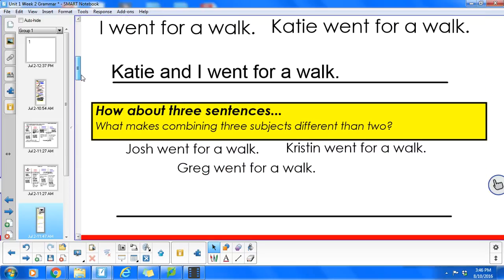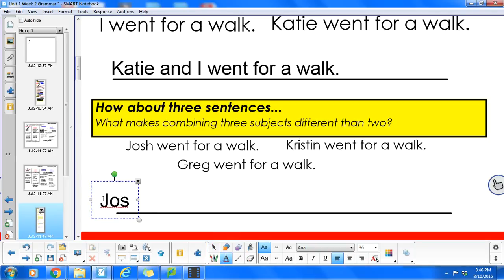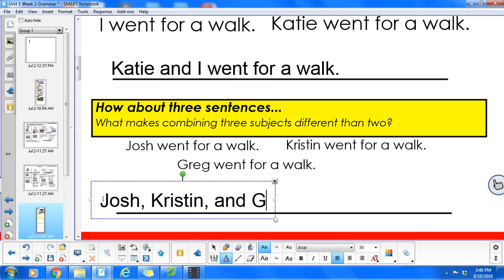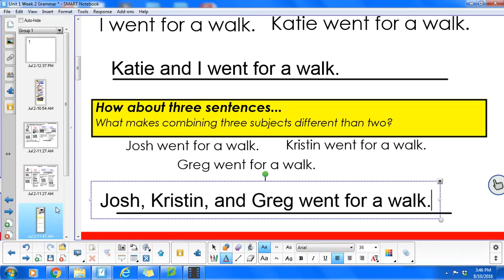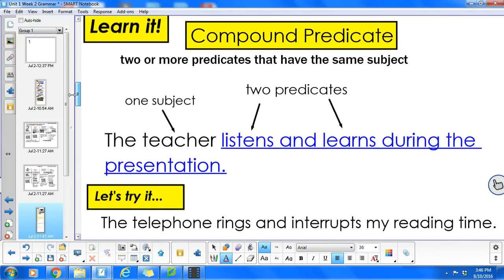Well, what if there's three sentences? What if three people are going for a walk? Then we do Josh, comma, Kristen, comma, and Greg went for a walk. We use commas in between if we have more than two things. Now we did compound subjects.